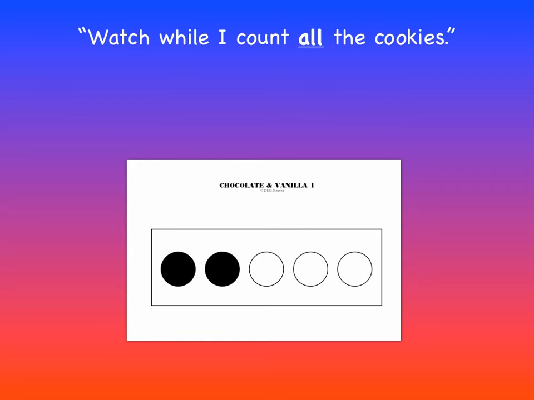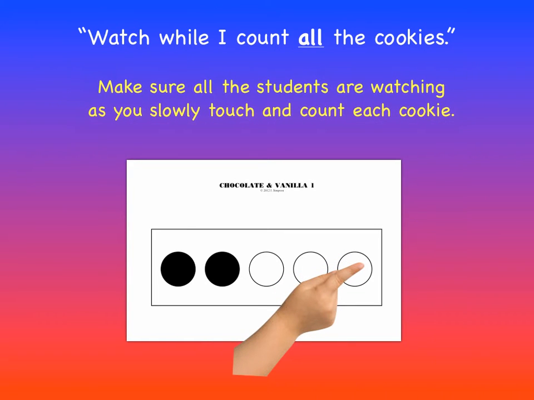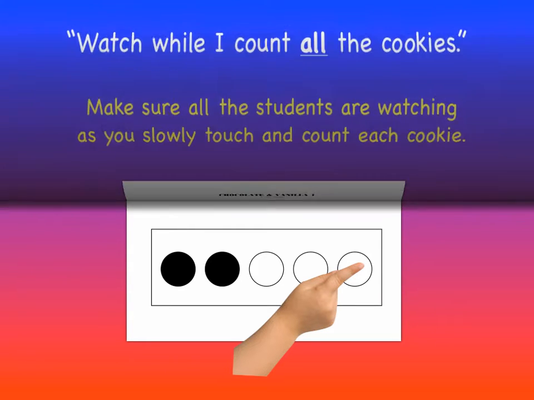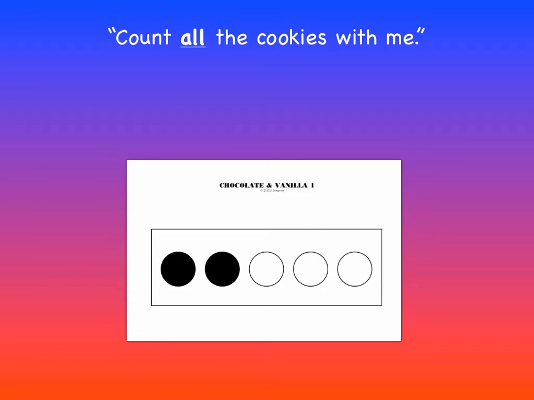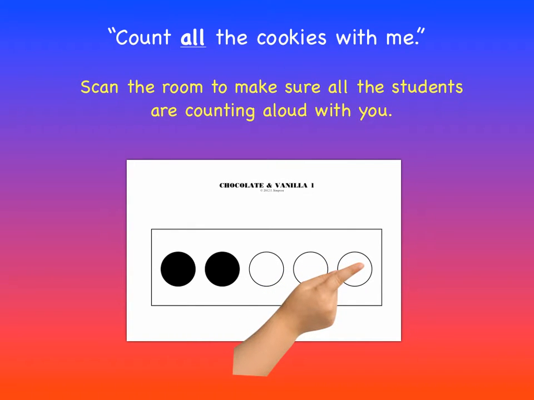Watch while I count all the cookies. 1, 2, 3, 4, 5. Make sure all the students are watching as you slowly touch and count each cookie. Count all the cookies with me. 1, 2, 3, 4, 5. Scan the room to make sure all the students are counting aloud with you.